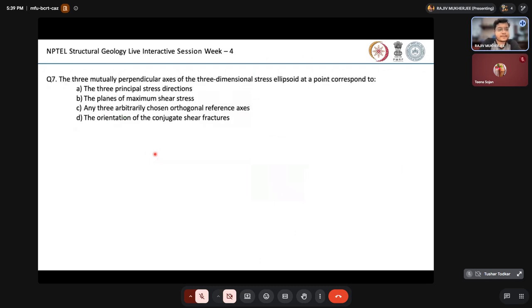The three mutually perpendicular axes of the three-dimensional stress ellipsoid at a point correspond to the three principal stress directions, the planes of maximum shear stress, any three arbitrarily chosen orthogonal reference axes, and option D, the orientation of the conjugate shear fractures. So it is related to the last question as well.